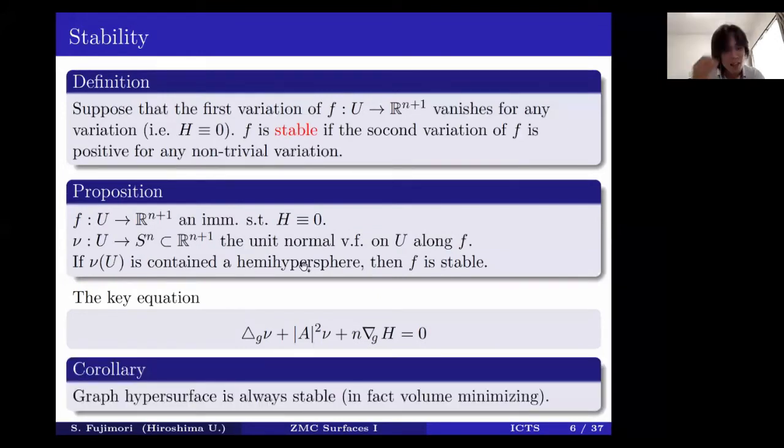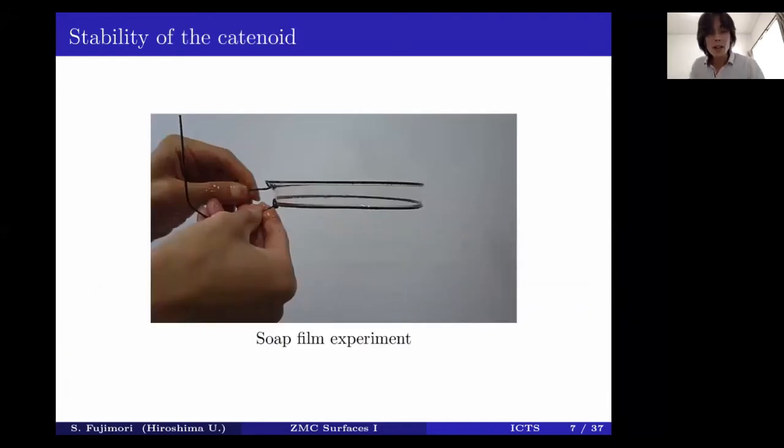And as a corollary, we have that a graph hypersurface is always stable. And in fact, this is volume minimizing. This is a well-known result also. So this is one of the results from the first and second variation formula. And I'd like to show the stability of the catenoid.